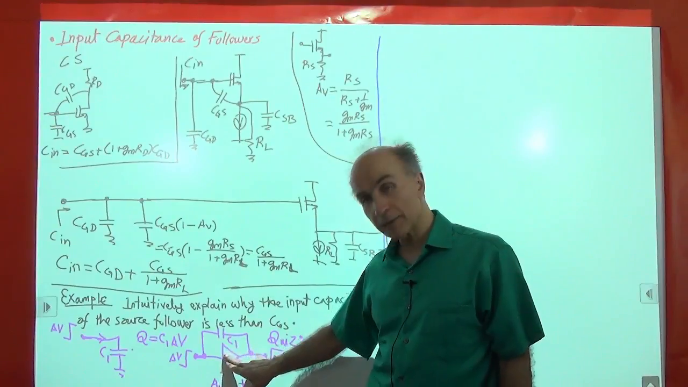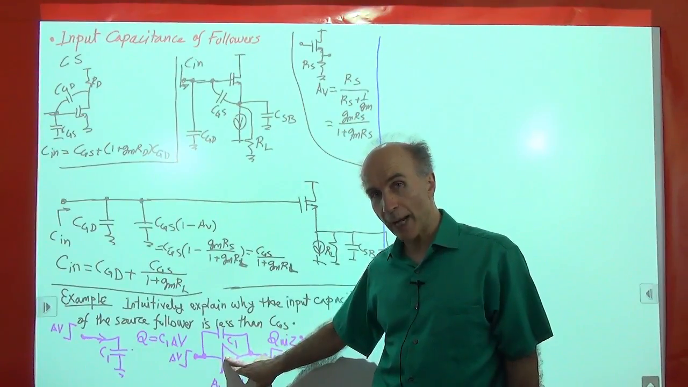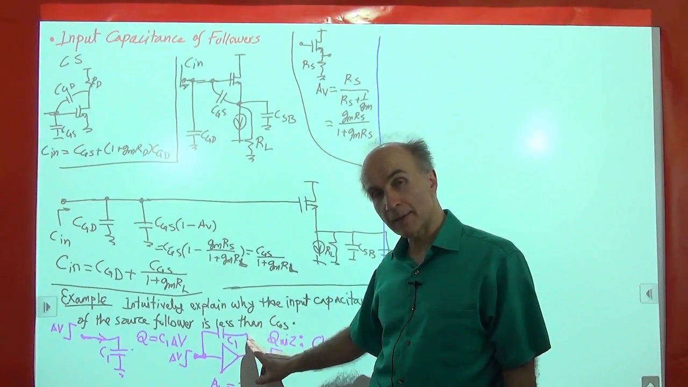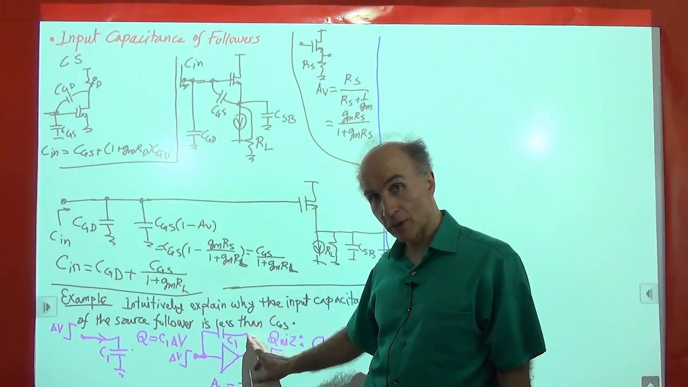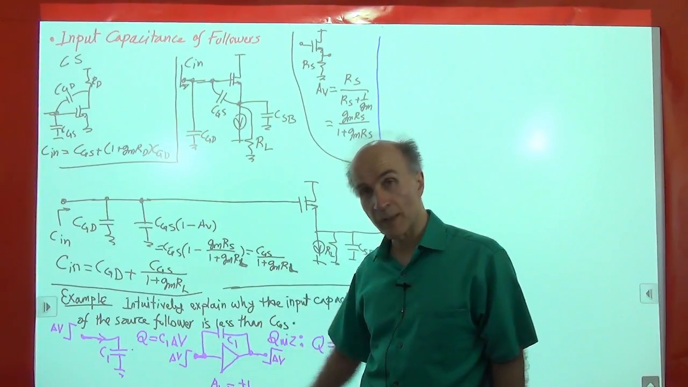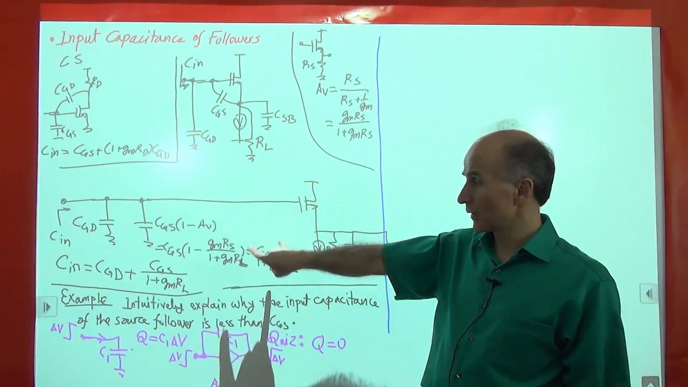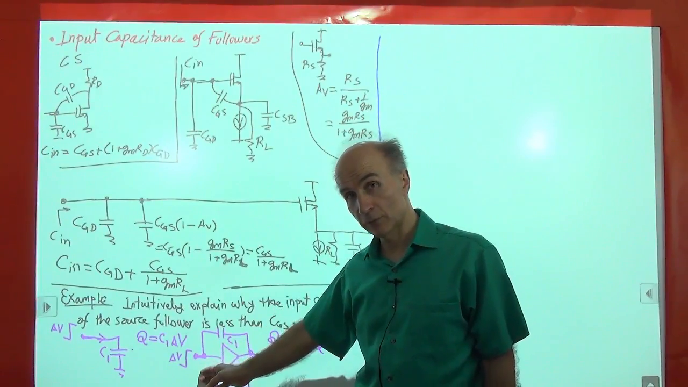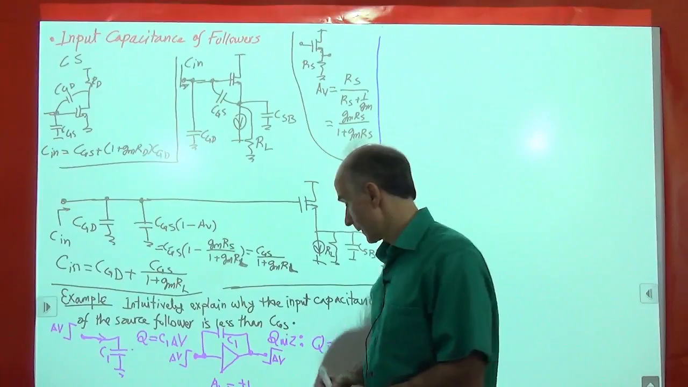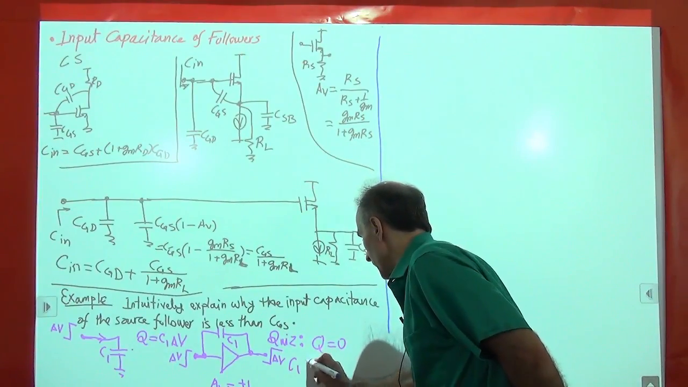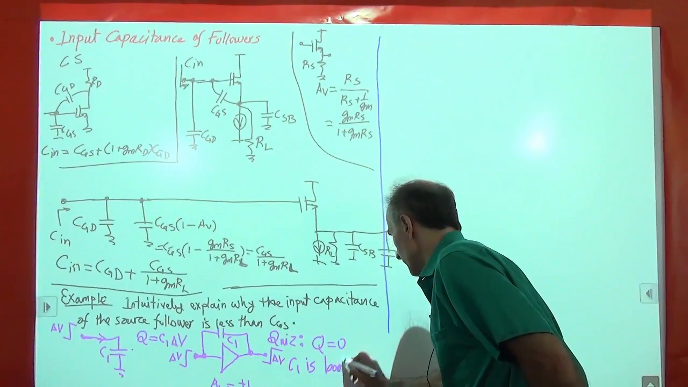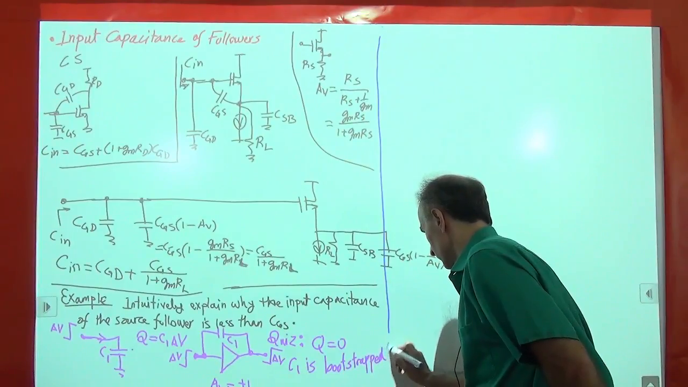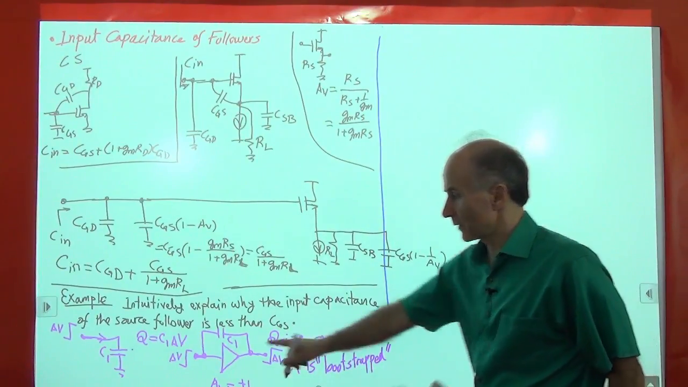This topology has an interesting name. We say that this amplifier has bootstrapped this capacitor, meaning that this right plate of the capacitor moves up and down exactly as the left plate moves up and down. So the two sides of the capacitor go up and down together, so the capacitor voltage doesn't change, even though the input voltage and the output voltage change. So we say C1 is bootstrapped. Okay, C1 is bootstrapped by this amplifier.